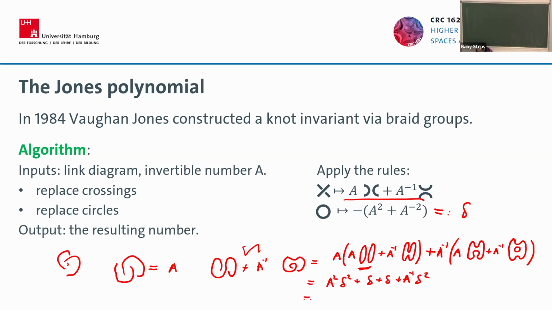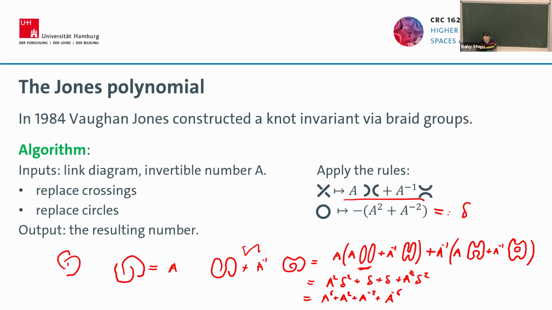If you expand this out and plug in what delta is, what you should get is A to the 6 plus A squared plus A to the minus 2. Should it be A to the minus 2? A to the minus 6. A to the minus 2. Thank you. Yeah, exactly. So if A was a complex number, now you've computed a complex number associated to that Hopf link. Okay, so that's just how this works.